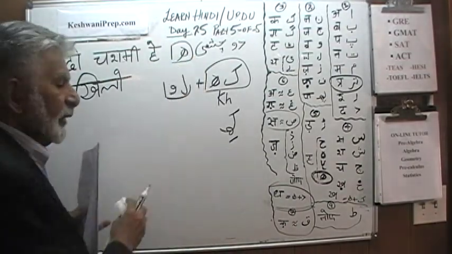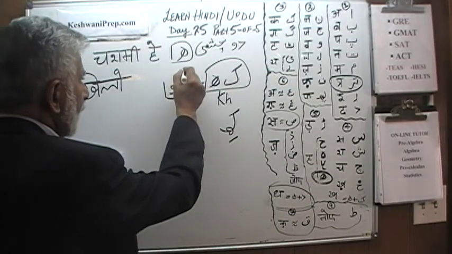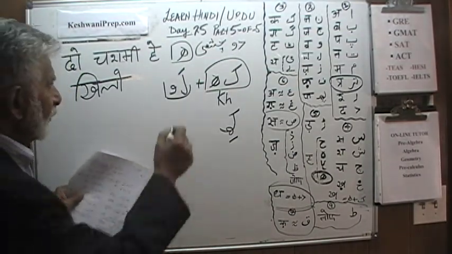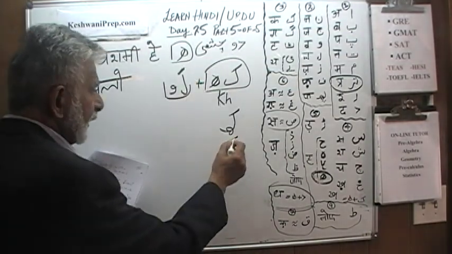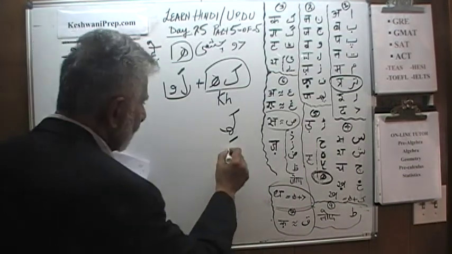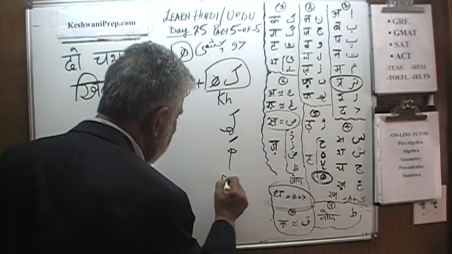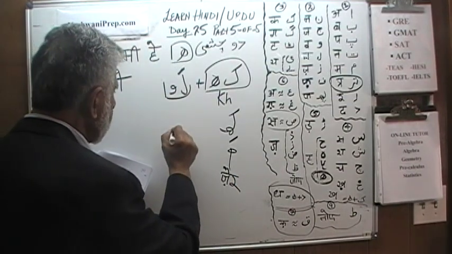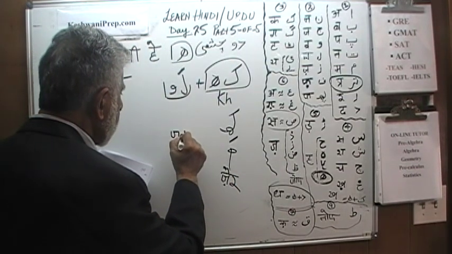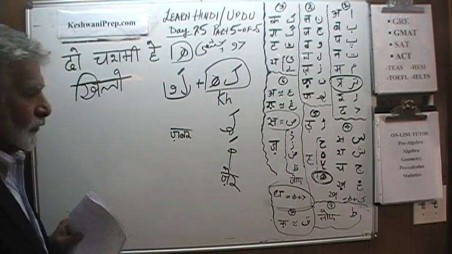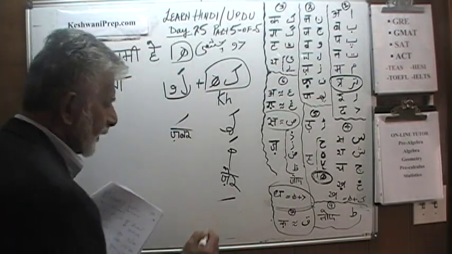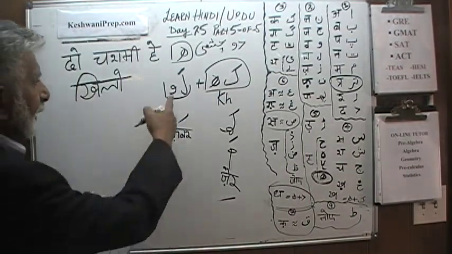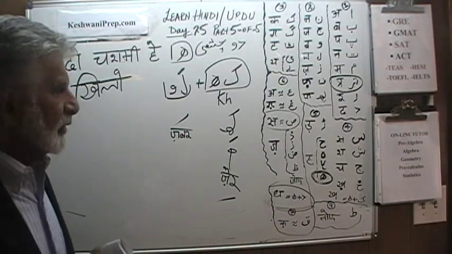To make a badi o ki matra, the lam is going to take a zabar. That symbol is called zabar. That's a zabar. This was a zer. This is a zer. And that's a zabar. Zabar goes on the top, zer goes on the bottom. That's going to give us badi o ki matra.